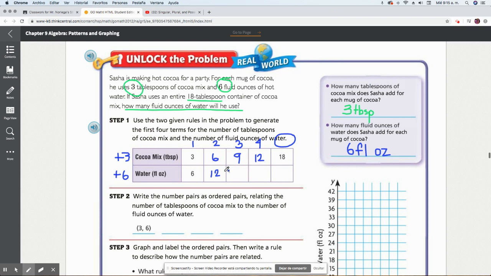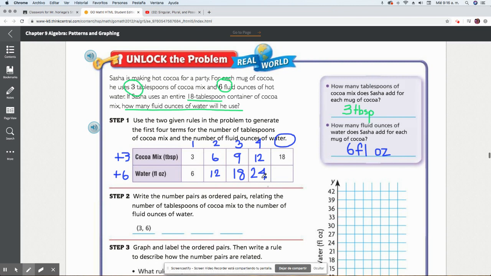Okay, so again, let's go back. 1 mug of cocoa needs 6 fluid ounces of hot water. 2 mugs of cocoa needs 12 fluid ounces of hot water. So every time we make 1 more mug of cocoa, we need to add 6 fluid ounces of water. So 6 plus 6 equals 12. 12 plus 6 equals 18. 18 plus 6 equals 24.